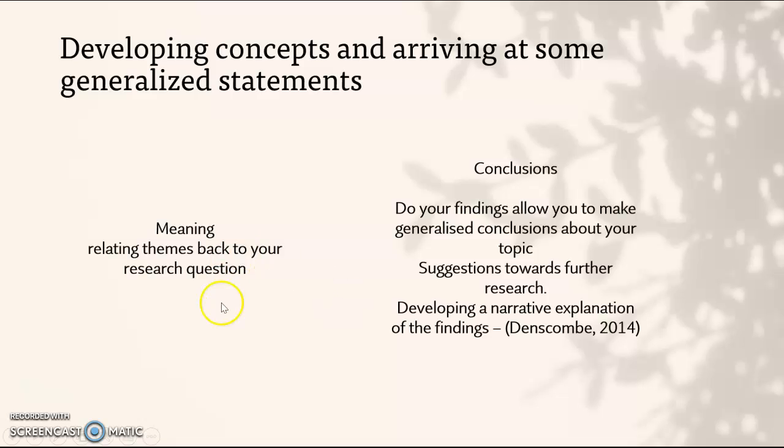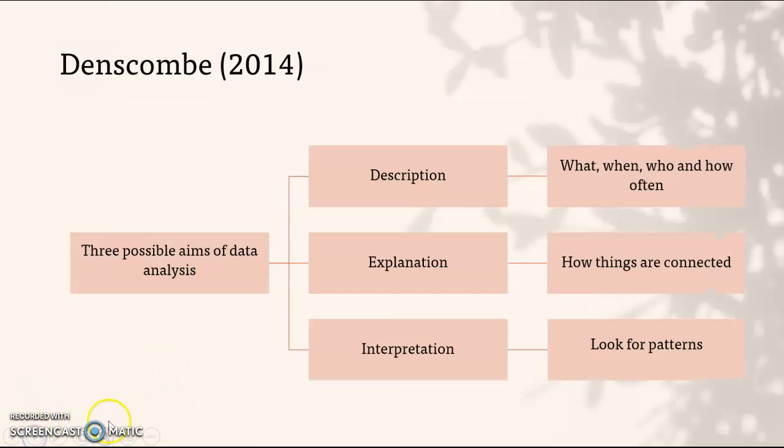Okay? And Denscombe's work is explained a bit further actually in the Research Methods in Early Childhood book. So I've just pulled this out quickly to finish off this screencast. So he looks at 3 possible aims of analysis: description, explanation, and interpretation. So really the description is what, when, who, and how. Explanation, how things are connected, and then look for patterns.